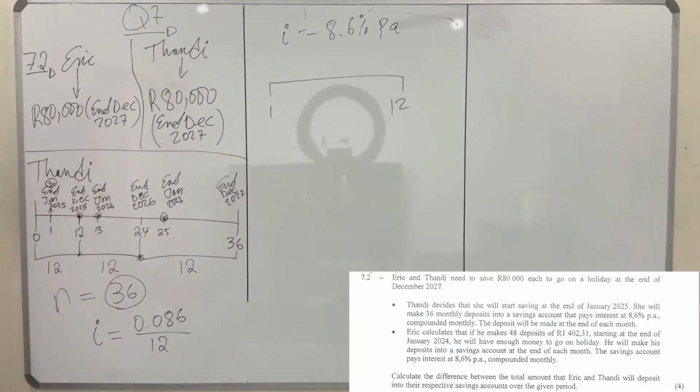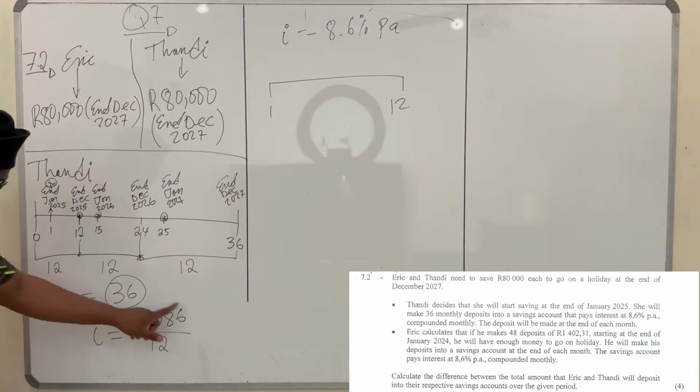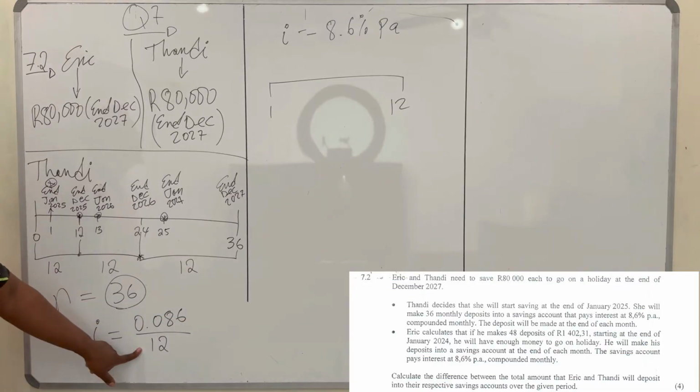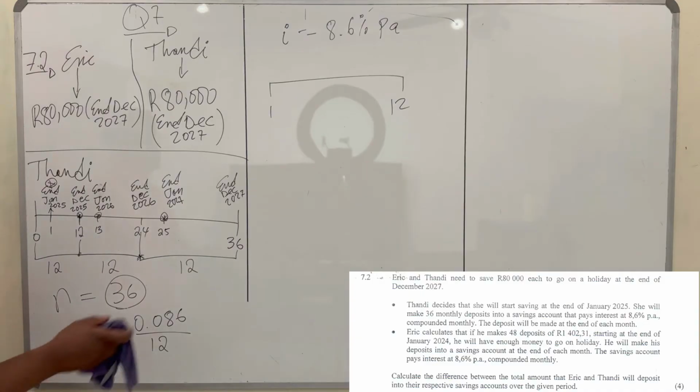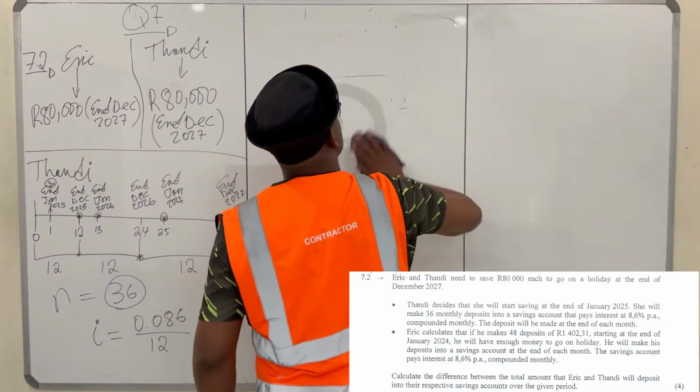So here's the situation. This is Tani's situation. She started saving at the end of January 2025 by making 36 payments, and her last one will be at the end of December, right? No problem. She will make a total of 36 payments, and this is the monthly interest rate here. Because a year we know is 8.6%, but a month should be this 8.6% divided by 12. Then you will know how much she's getting monthly. And we're done with Tani's situation. So let's move on to Eric.